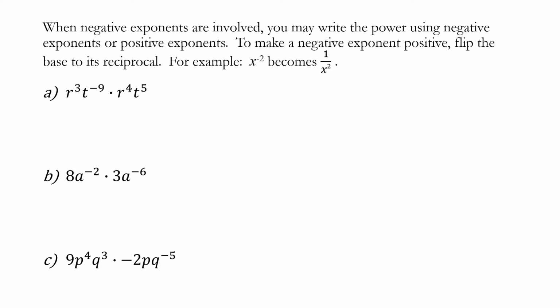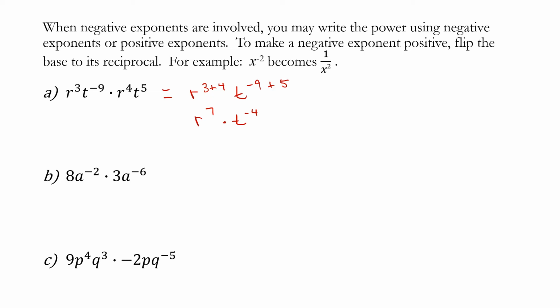So to answer question A, I've got r to the third, t to the -9th, times r to the fourth, t to the fifth. So when I'm doing these, I'm looking first at the r's. So I have r to the third and r to the fourth. So I add those, 3 plus 4, and I get r to the 7th. Now the t's, I have t to the -9th, and t to the 5th, so plus 5. Now -9 plus 5, well, I get t to the -4th power.